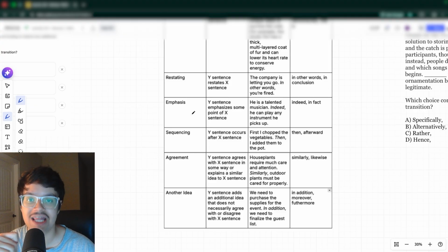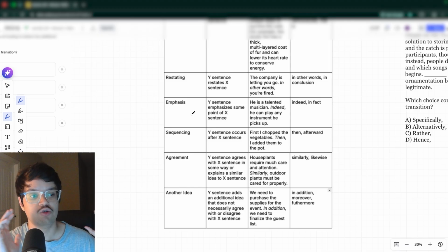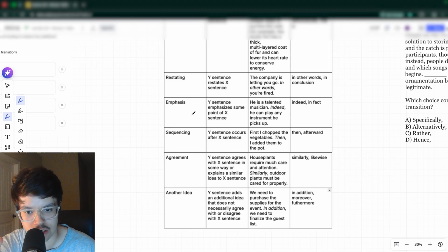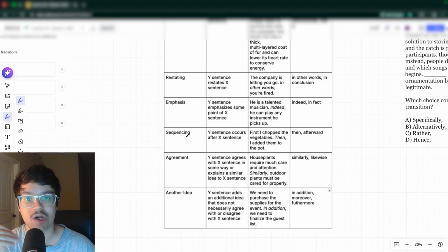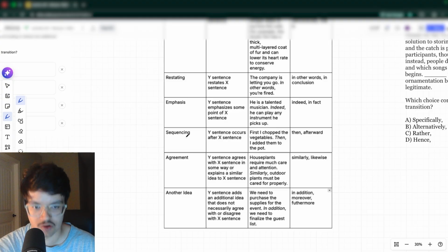Emphasis. This is when the second sentence really wants you to focus in on one specific part of the first sentence. So it emphasizes something. He is a talented musician. Indeed, he can play any instrument he picks up. So it wants to make it seem like he's not just a talented musician, like he's an extremely talented musician. Like he can just pick up any random instrument and just immediately start playing it. Indeed, in fact.